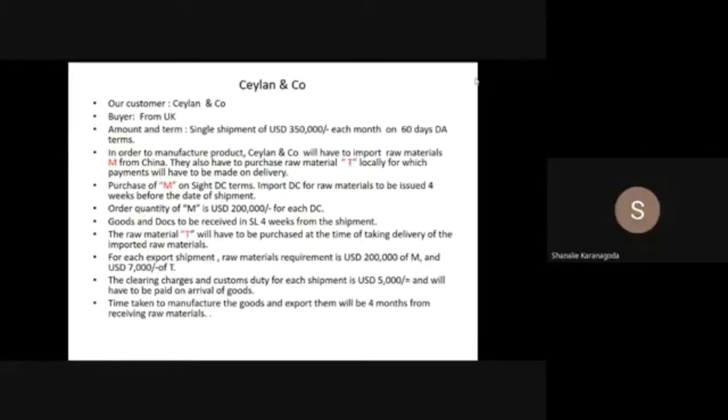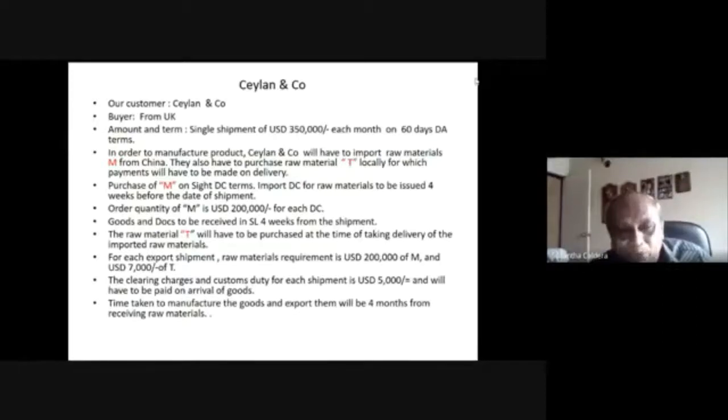Payment at sight. Payment at sight. So the moment you receive the documents, you have to do the payment. Then we need to see what the lead time is. Okay. Fine. This is a little bit difficult.